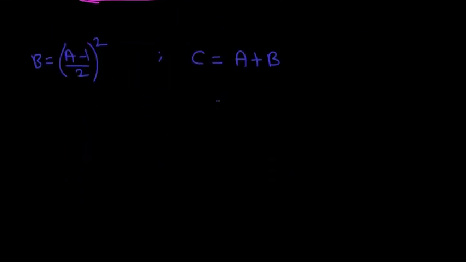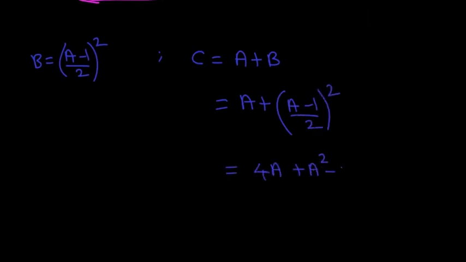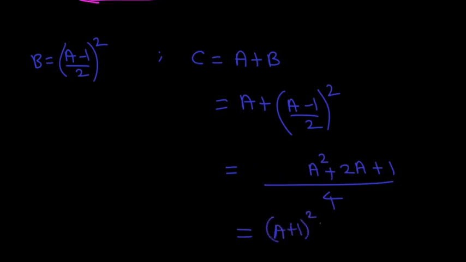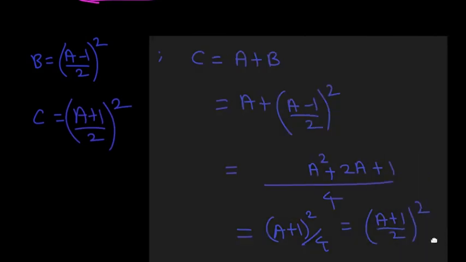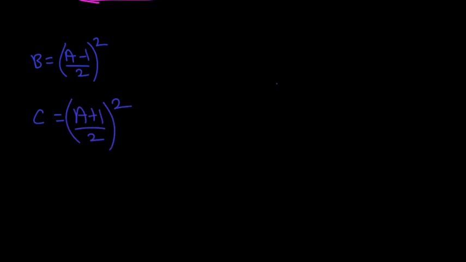So, we have A plus B is (A minus 1 by 2) whole square. So this is 4A plus A square minus 2A plus 1 by 4. 4A minus 2A is plus 2A. So A square plus 2A plus 1 is (A plus 1) whole square by 4. So this is (A plus 1 by 2) whole square. Therefore, C is equal to (A plus 1 by 2) whole square. Right? Okay. This is what the first and third equation leads to.